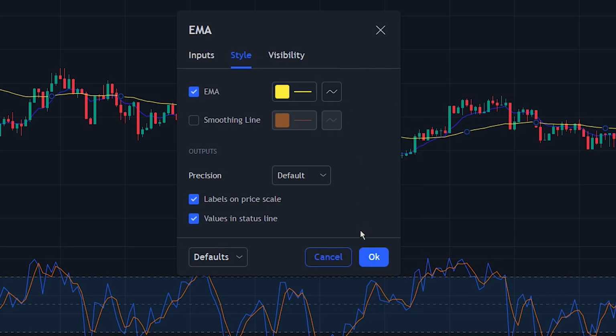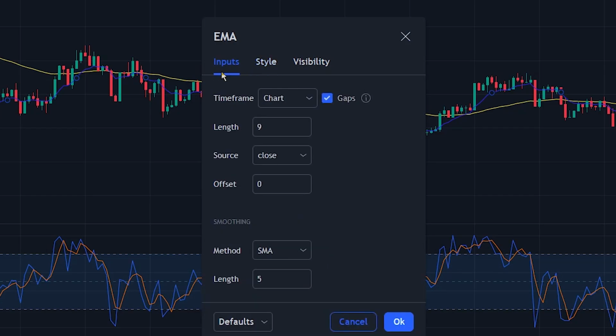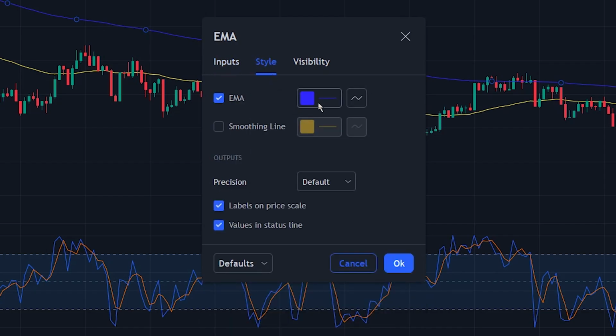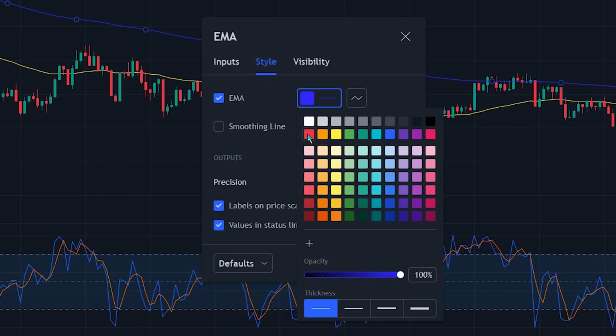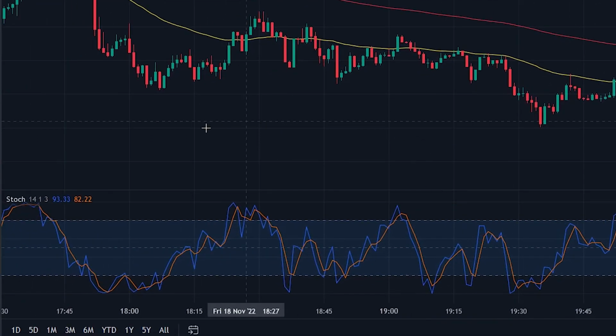Now let's head over to the second EMA settings. Navigate to the Inputs tab and change the length to 150. We will also be changing the EMA color for this EMA, so head over to the Style tab and change the color. Lastly, we will be changing the stochastic indicator settings.